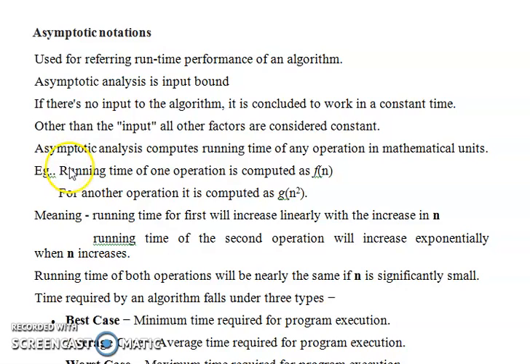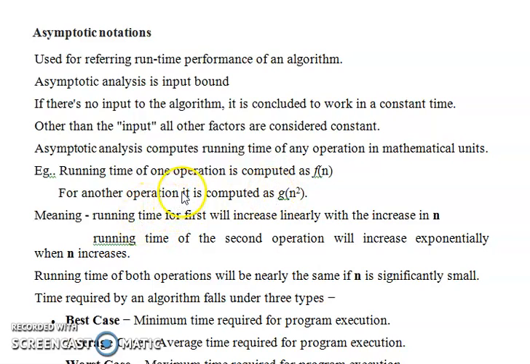These analyses compute operations in mathematical units. For example, the running time of one operation may be computed as a function of n, or f(n). For another operation, it may be considered as g(n square). That is, here n is varying linearly and here it is varying exponentially. So it can be anything. It can be n cubed or log n, anything of that sort.